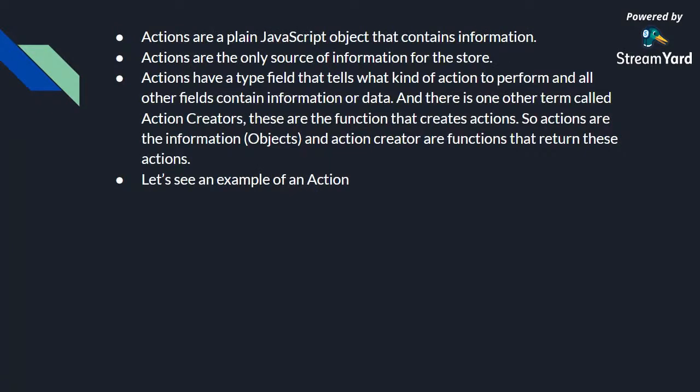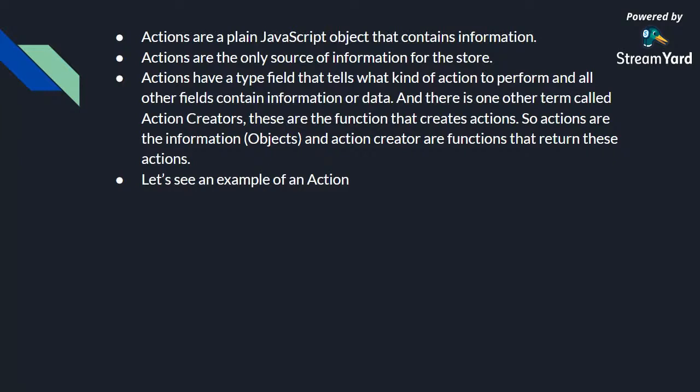Okay, so let's first start with actions. Actions are plain JavaScript objects that contain information. Actions are the only source of information for the store. Actions are nothing but JavaScript objects which have a type and a value attached to them, based on which the reducers get to know what functionality they need to perform. An action has a type field which tells us what type of action we need to perform, and there are also action creators.